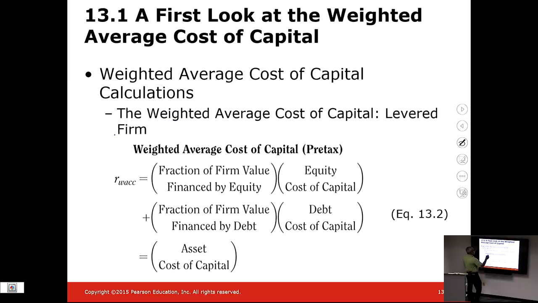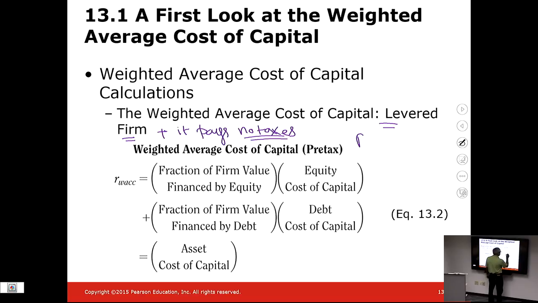But if the firm is levered, and there's one more addition over here, and it pays no taxes. So for the first pass, we assume as if the firm is not paying any taxes, then the weighted average cost of capital can be written as the weight of debt times the cost of debt plus the weight of equity times the cost of equity.